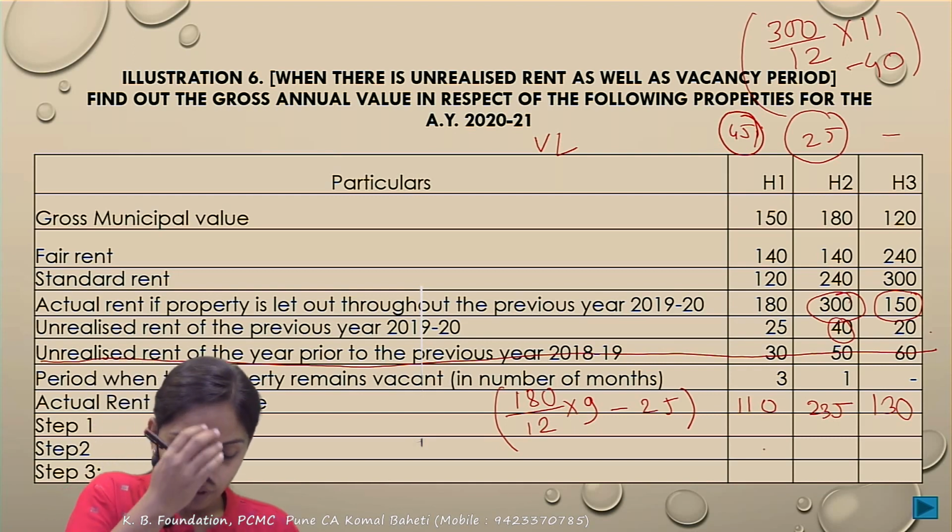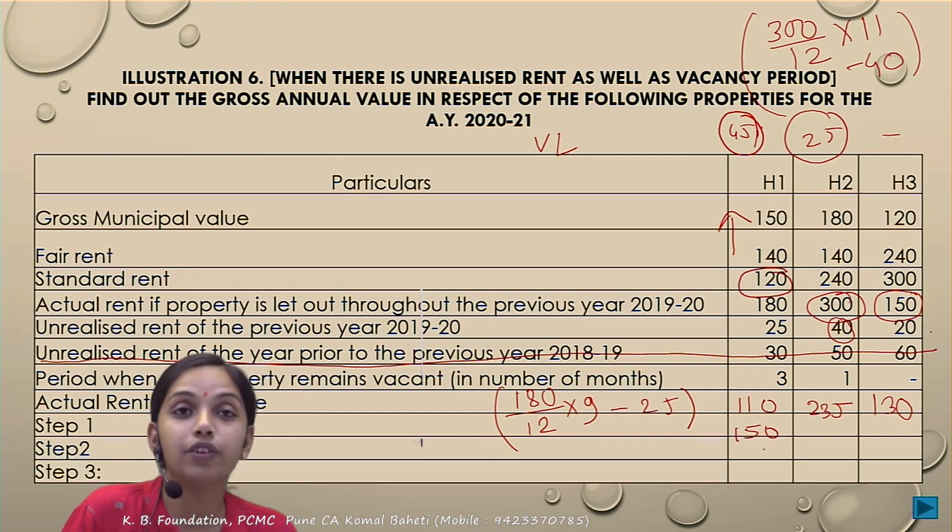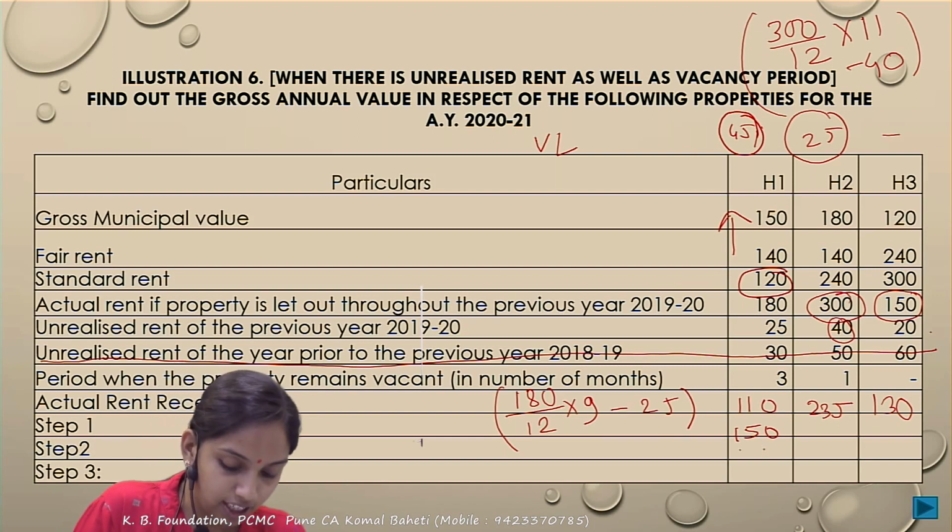Step 1, what is step 1? The fair rent is to be compared with the municipal value, whichever is higher. The answer of step 1 is 150. That is to be compared with the standard rent, whichever is lower. So the answer of step 2 comes to 120. This is to be compared with the actual rent receivable. This is nothing but your RER, reasonable expected rent.